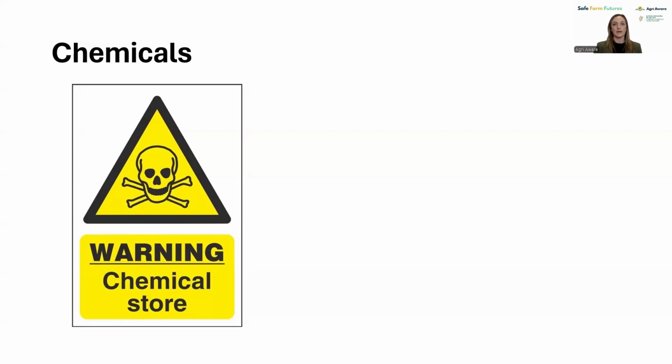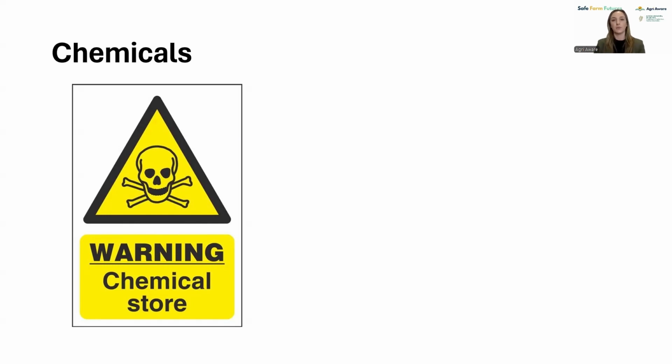Chemicals must be locked away in a store, and there should be a safety sign outside the store, like this warning sign, warning us that there are chemicals inside that store. If you ever see something spilled or leaking from the chemical store, you should tell an adult straight away and never go near the chemicals on the farm.